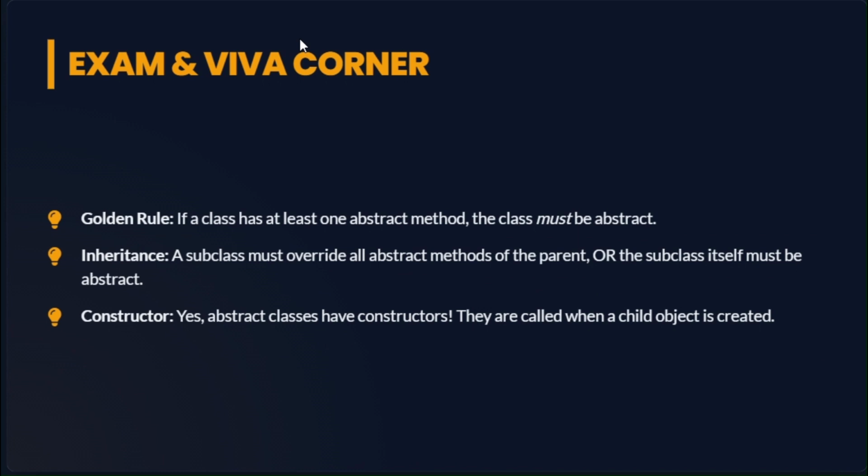Here are the golden rules for you to remember. Rule number 1. If even one method is abstract, the whole class must be declared as abstract. Rule 2. If you inherit from an abstract class, you must either override all its methods or you must also declare the class as abstract. And yes, abstract classes have constructors. They are used to initialize fields when the child object is born.